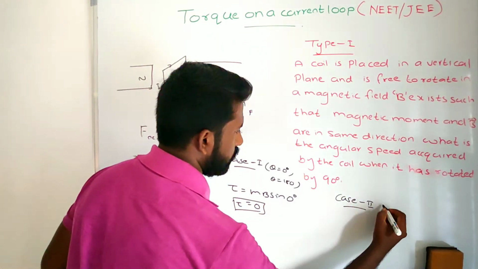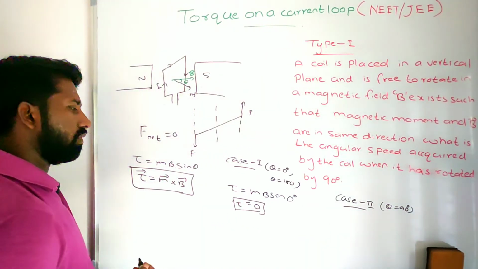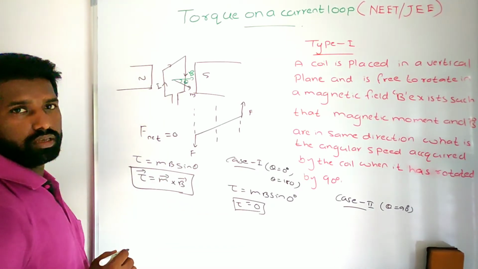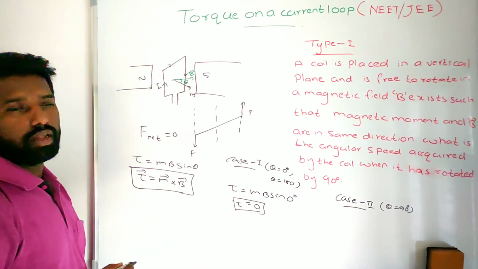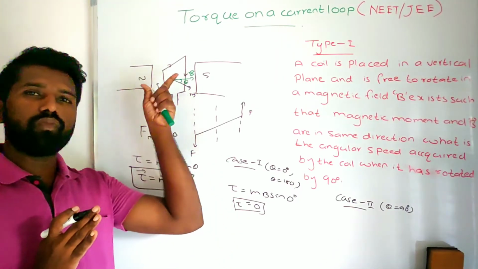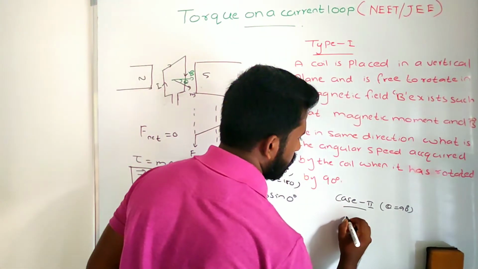Case 2, theta is equal to 90 degrees. That means the angle between the magnetic moment and the magnetic field is 90 degrees. Okay, that means you can see that the plane of the loop is along the direction of the magnetic field. The plane of the loop is along the direction of the magnetic field.